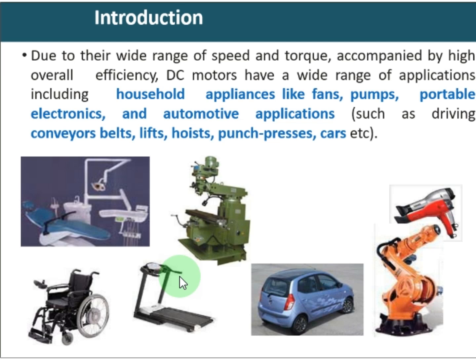When we consider DC motors, there's a wide range of speed and torque accompanied by high overall efficiency. DC machines give you a wide range of speed and torque, which is accompanied by high overall efficiency. So DC motors have a wide range of applications in day-to-day life. For example, household appliances like fans, pumps, portable electronics, and automobile applications.